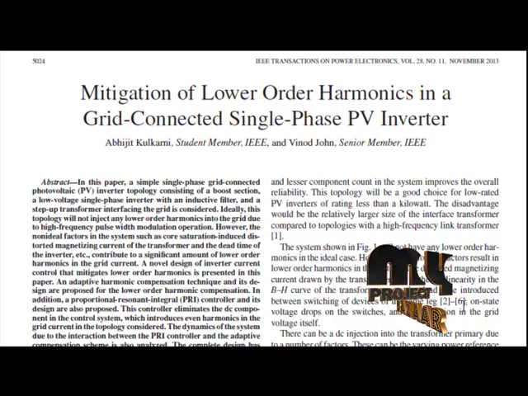Recursive least square adaptive filter is used to find harmonics in the grid current. A simple single phase grid connected photovoltaic inverter topology consisting of a boost section, a low voltage single phase inverter with an inductive filter and a step-up transformer interfacing the grid is considered. A proportional resonant integral controller and its design are also proposed to eliminate the DC component in the system and also the even harmonics in the grid current.